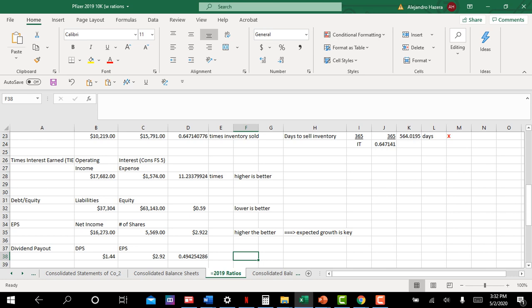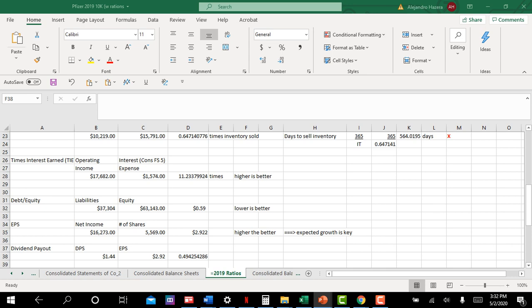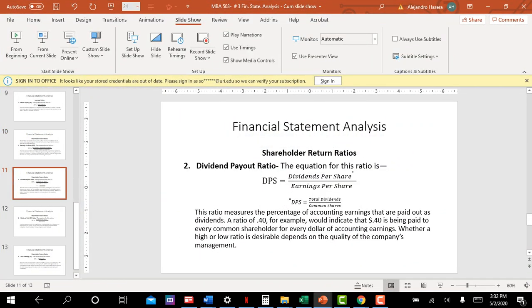But anyway, let's go back and just take a look at summarizing the points on this dividend payout ratio, dividends per share over earnings per share. And dividends per share, we already did that in the first video we ever did on this. Total dividends divided by common shares. This ratio measures the percentage of accounting earnings that are paid out as dividends. A ratio of 40 cents, for example, would indicate that 40 cents is being paid out to every common shareholder for every dollar of accounting earnings. That's a great explanation. I'm patting myself on the back.